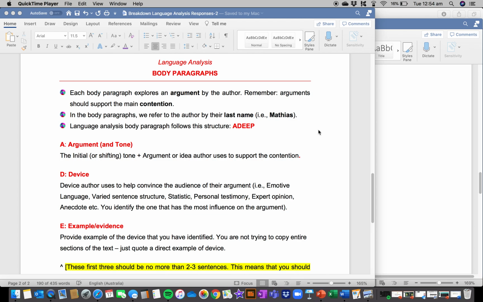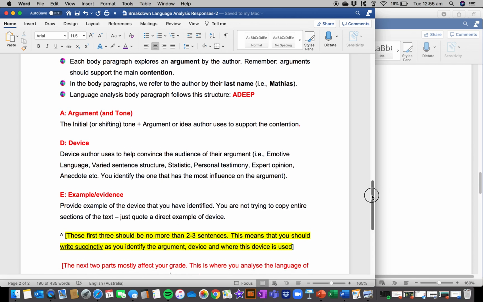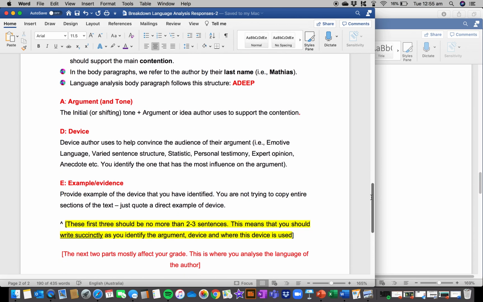of the main contention. In your body paragraph, we refer to the author by their last name. So, for example, Matthias. And you know this very well, but Year 10, in the body paragraph, we follow the structure of a DEEP. Okay, so we're going to break down a DEEP for you, and then we're going to actually show an example of a paragraph. A, argument and tone. So what we want in the very first body paragraph is the initial tone and the initial argument, or the idea the author uses to support the contention.